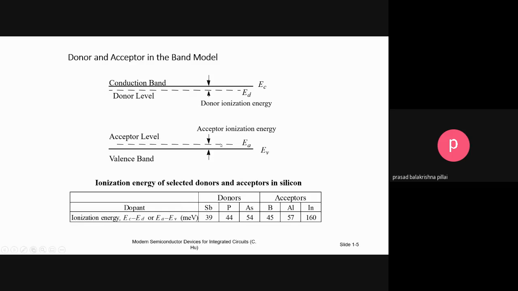Similarly for arsenic, you can see that it is 54, and all of them are more or less in the same range. Actually, the energies of donors and acceptors are more or less of the same order, that is a few meV, and you can work out that it is of the order of thermal energy at room temperature. Room temperature can give that much energy. So at room temperature, most of the donors and acceptors will be ionized. This gives you an idea.